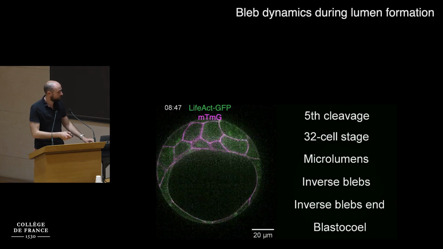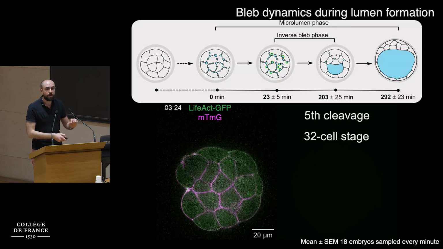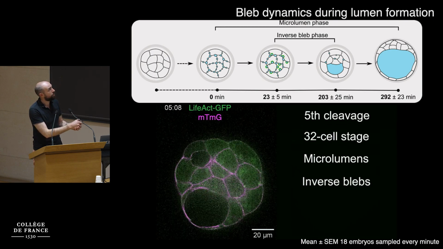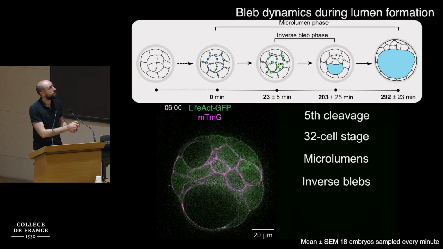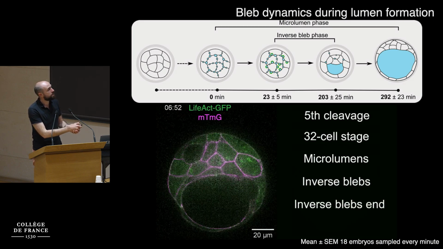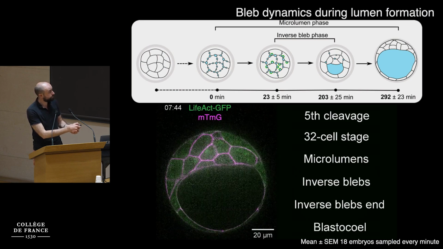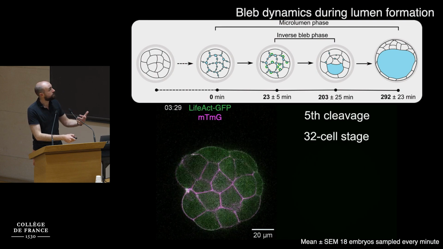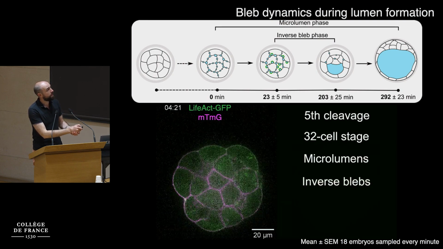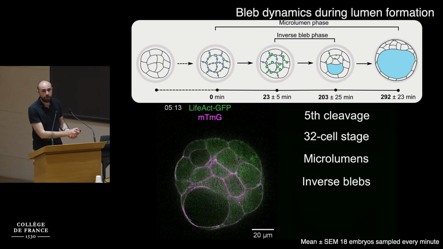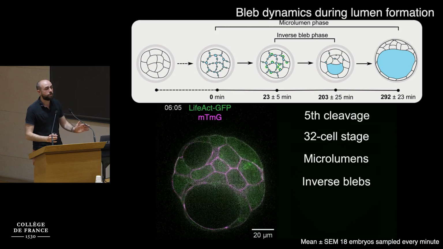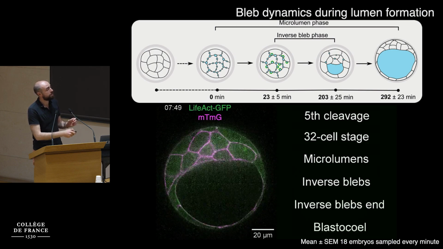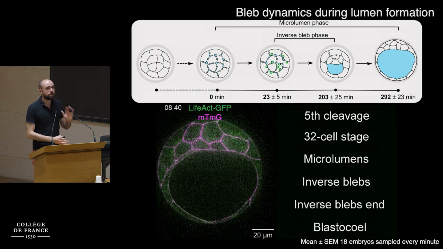The goal of this was simply to see which one appears first. And what we see is that consistently, the microlumens, the water pockets which are stable, appear first, systematically. Then within 20 minutes or so, we start to see the inverse blebs popping up and down. This lasts for 3 hours, so 3 hours of intense blebbing activity. Then those blebs disappear, the microlumens still persist for another hour or so, and then we have no more inverse blebs, no more microlumens. So the inverse bleb phase is contained within the microlumen phase. The inverse blebs always coexist with the microlumen.